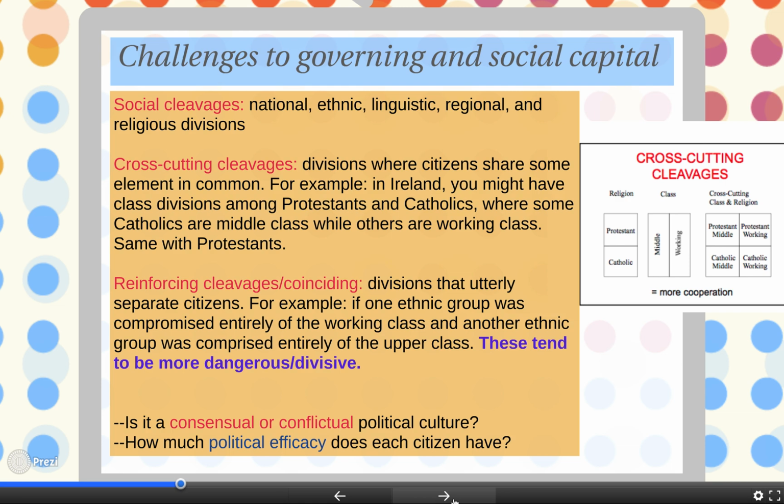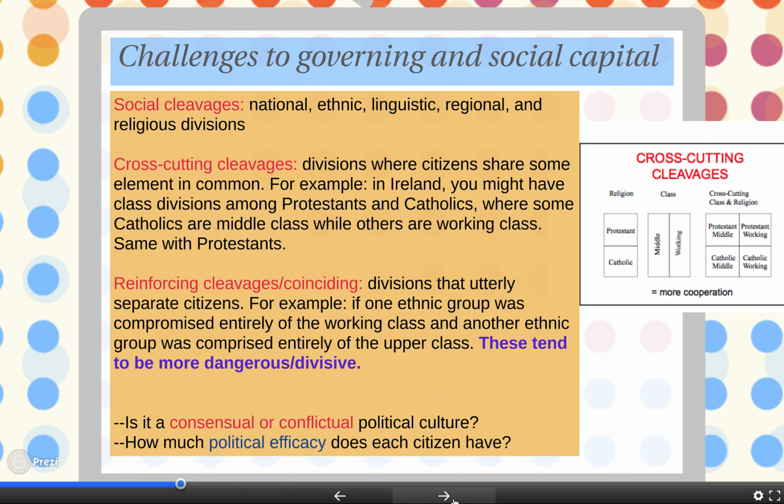Now, there are two different kinds of cleavages: cross-cutting cleavages, which are divisions where citizens share some elements in common. So when you're looking at the Republic of Ireland or even Northern Ireland, for example, you might see divisions among class. But there's shared commonality in that Protestants may have both working class and middle class citizens. So Protestants share that core religious value in common, but there may be differences among them in class. Same with Catholics. So that's what we call a cross-cutting cleavage, and these tend to be pretty peacefully coexisting.